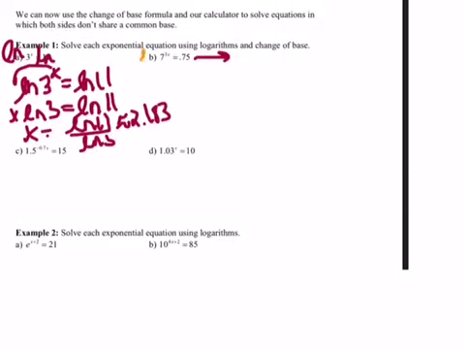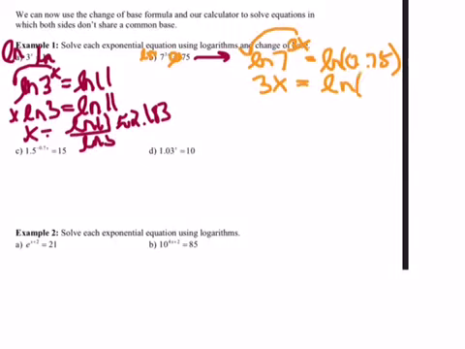Okay, if I do the same thing with this one over here, if I take natural log of both sides, it's natural log of 7 to the 3x is equal to natural log of 0.75. If I take that, 3x comes down in front, and I can divide both sides by natural log of 7. So it's going to give me natural log of 0.75 divided by natural log of 7.